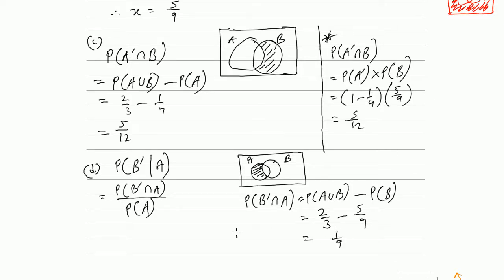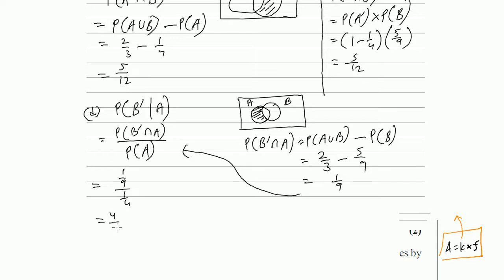Once you know this, you can put it here. You can write 1 by 9 divided by 1 by 4, and the answer is 4 by 9. Of course you can also use the independent rule, since the question mentions independent. So we can write probability of B prime times probability of A. Probability of A and probability of A cancel off, and probability of B prime is the answer, which is 1 minus 5 by 9, and that is 4 by 9. That way also you can do the sum.